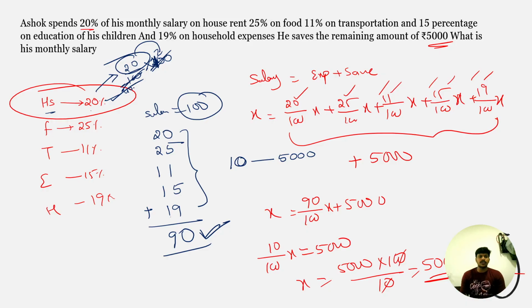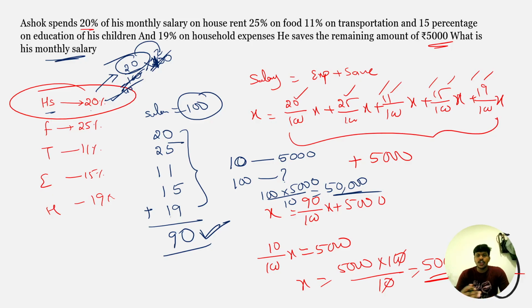What do I want to find out? Monthly salary, which I assumed as 100. 100 is equal to how much? Just do the cross multiplication, and you will directly get the same answer. So what I'm saying is, always take the total value as 100. Do the problem on 100, then just compare what you have with what they have given. All the remaining values you can find out by doing cross multiplication.